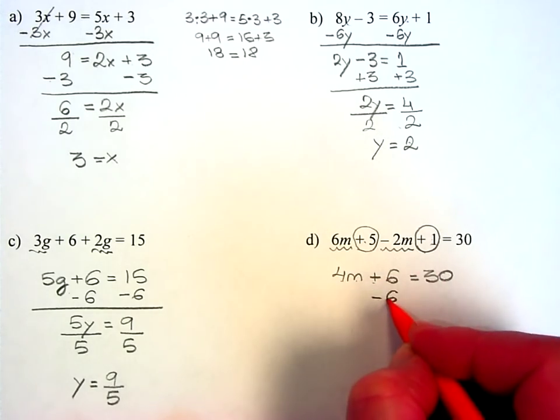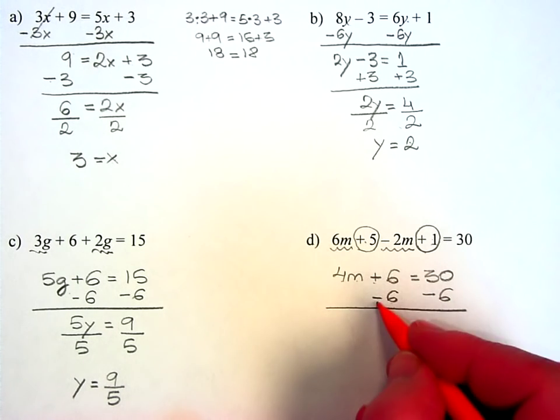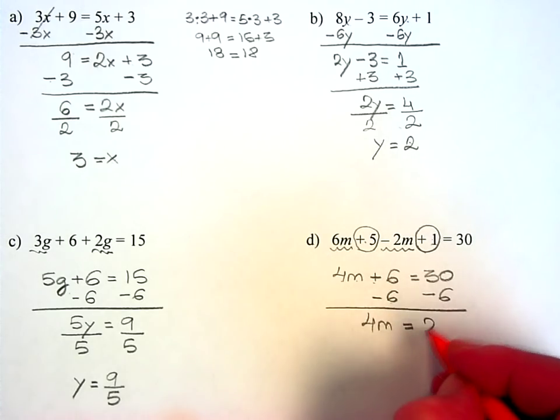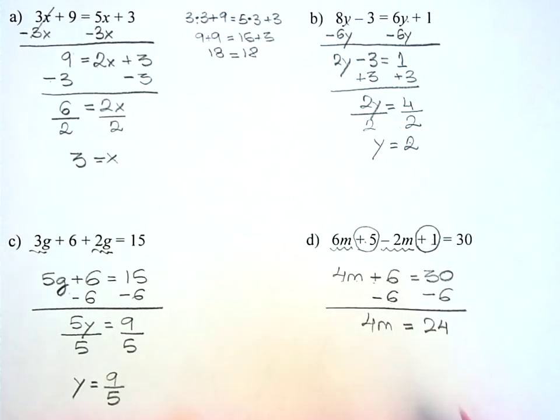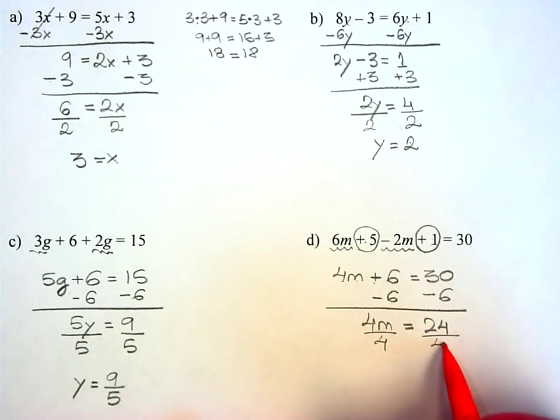Undo addition by subtracting. Do the same to the other side to keep the balance. These two cancel out. We have 4m equal 30 minus 6, which is 24. And now we undo multiplication by dividing. Do the same to the other side. And we have m equal 6.